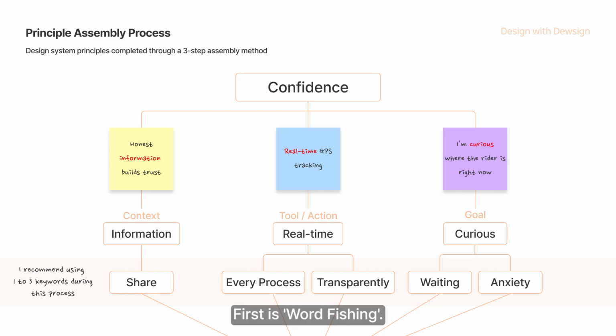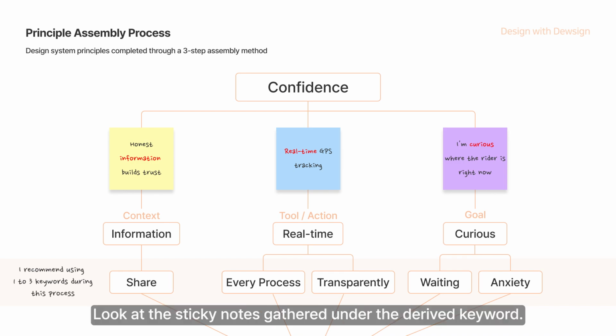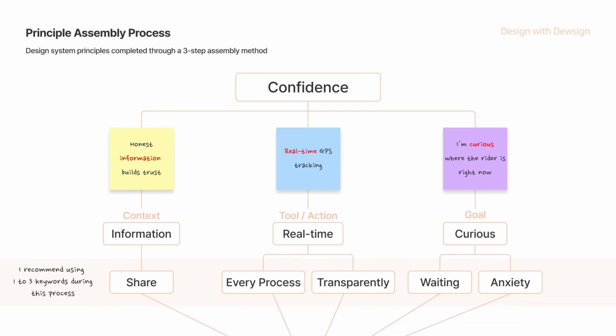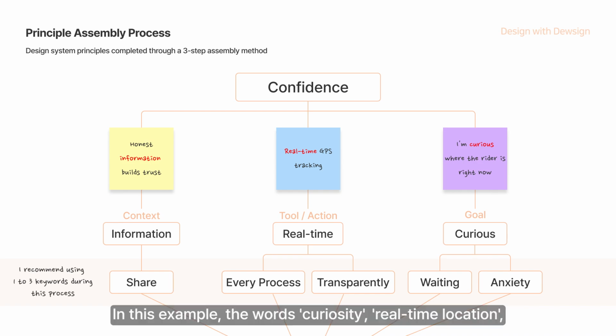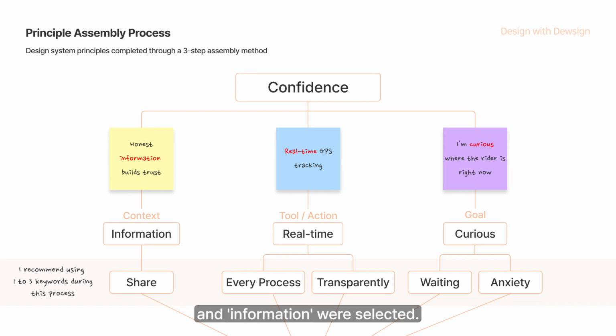First is word fishing. Look at the sticky notes gathered under the derived keyword. Circle the most essential words. In this example, the words curiosity, real-time location, and information were selected. Second is category classification. Place the selected words into the three slots of the formula I shared earlier. Curiosity is the context the user is in, real-time location is our tool, and information is our goal.